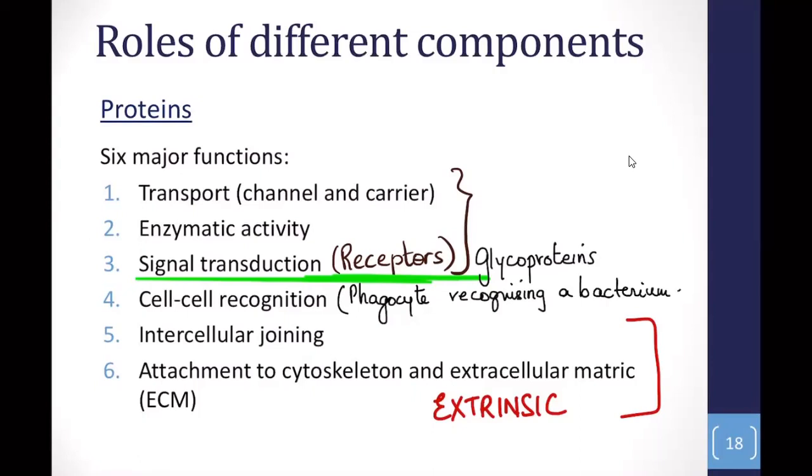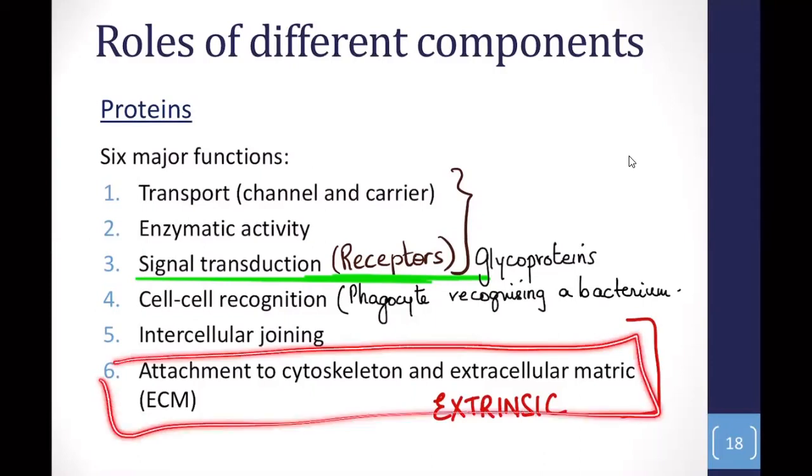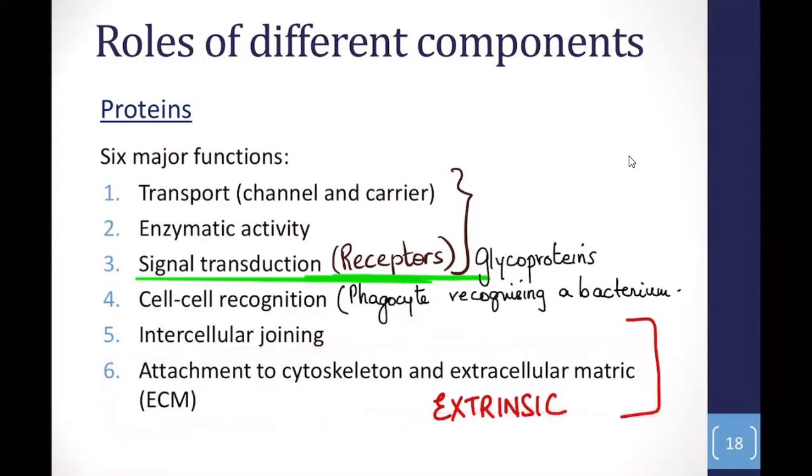Intercellular joining: two cells want to attach to each other. And if you remember from cell structure, these microtubules, attachment to the cytoskeleton, is also possible through these membrane proteins. How? Just giving you an example.